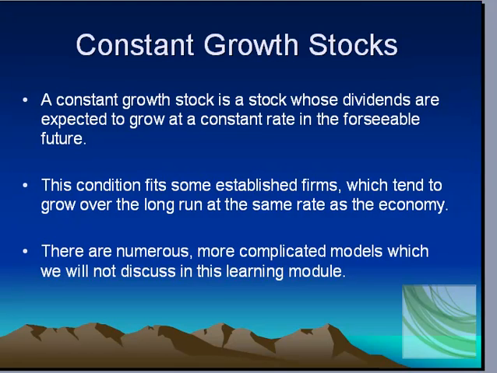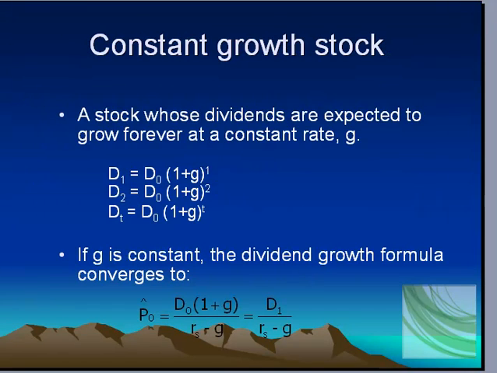A constant growth stock is a stock that is expected to grow at a constant rate for the foreseeable future. It fits some firms which tend to grow over the long run at the same rate as the economy. There are more complicated models which we will not go into, as they can go really into depth. The constant growth stock uses the Gordon growth model, where the present value of all the expected future stream of dividends is how you can determine the value of a stock.